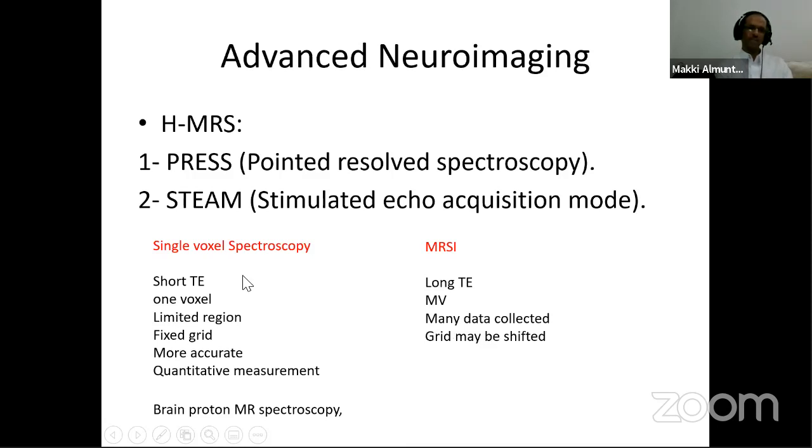And in TE, the short TE usually is about 35, but I don't use it in tumor. What we use is the intermediate TE, about 144. Some vendors provide 135, but typically 144. And here is PRESS, which is point resolved spectroscopy, or STEAM, stimulated echo acquisition mode, depending on your vendor.